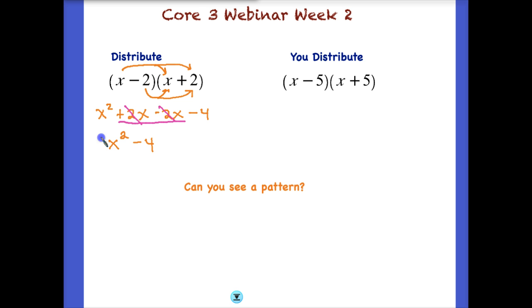Okay, so that's our first one. So why don't you guys, you can do them in your notepads actually, distribute this one and tell me what you get. So if you want to do the work in your notepads, you can, or on a piece of paper, but distribute that second set and see what you get. Very good, Donovan. They do cancel each other out on that one.